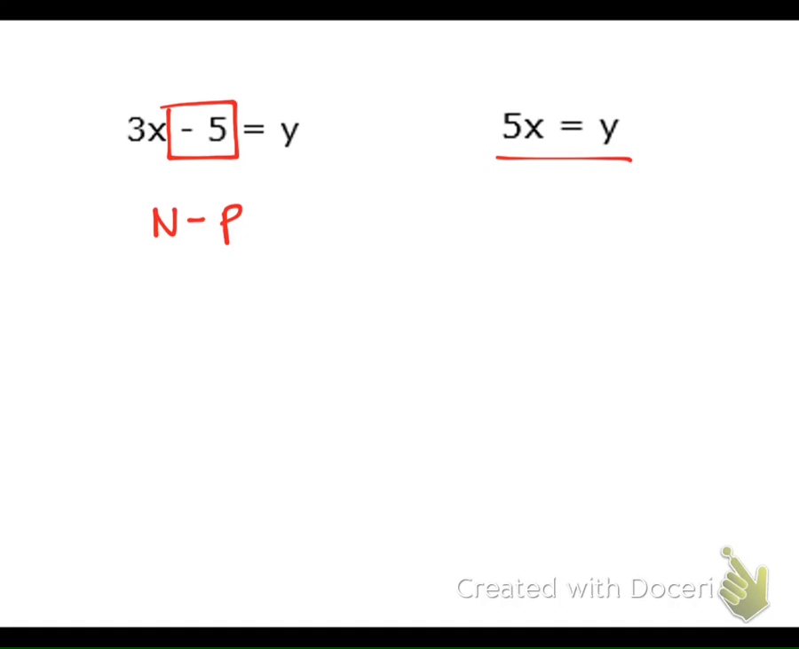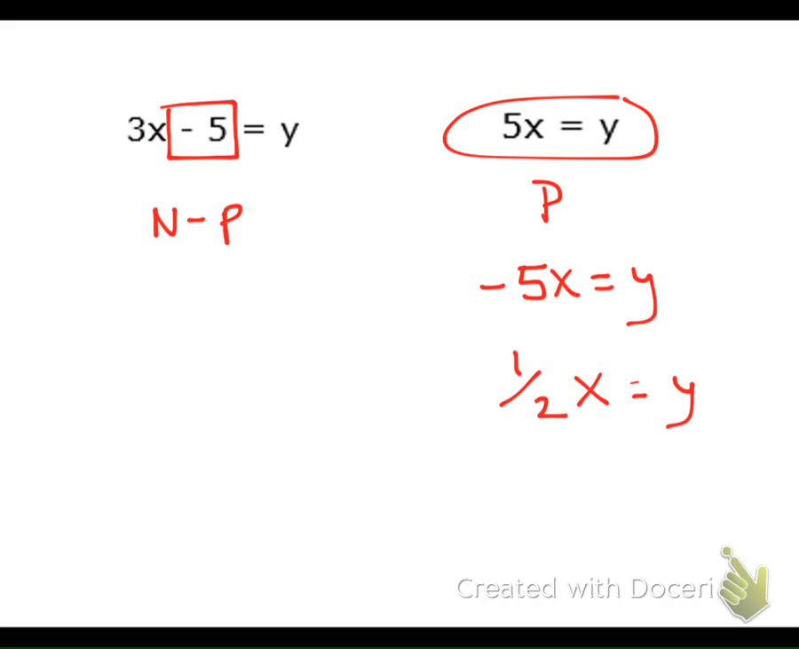So this relationship is non-proportional. In my one over here, all I have is my 5x equals y. I don't have a constant that I can see because the constant is 0. So when the constant is 0, that's a proportional relationship. So if your equation looks something like this, that's going to be proportional. Now, it could also be negative. That would still be proportional. It could be a fraction, and that would still be proportional, as long as I'm not adding or subtracting.